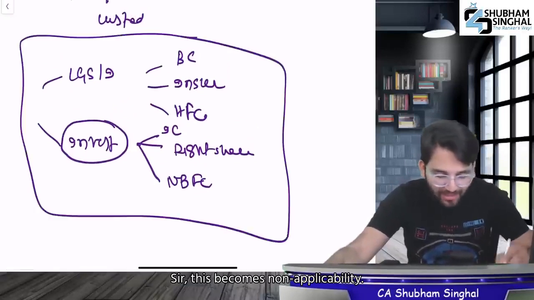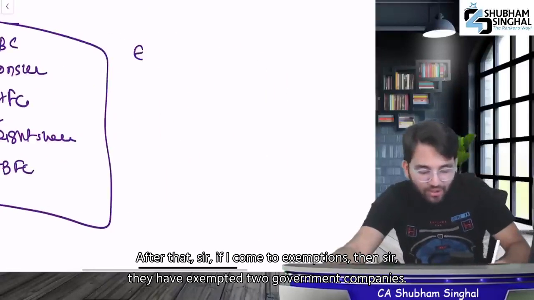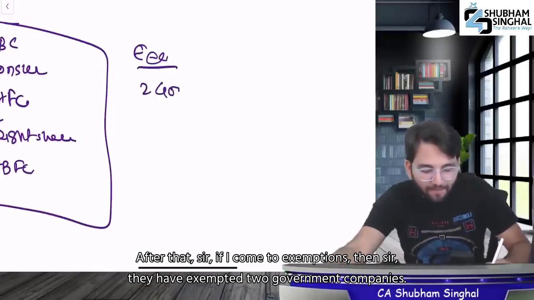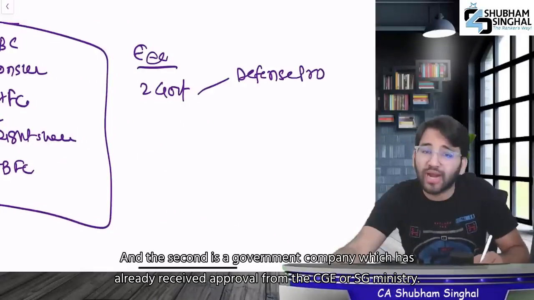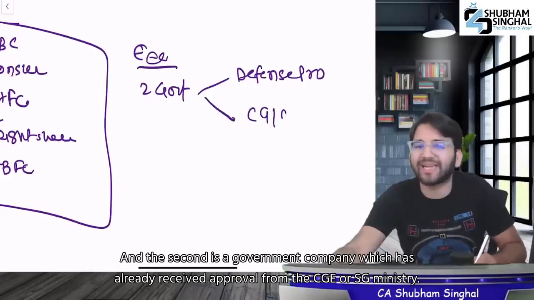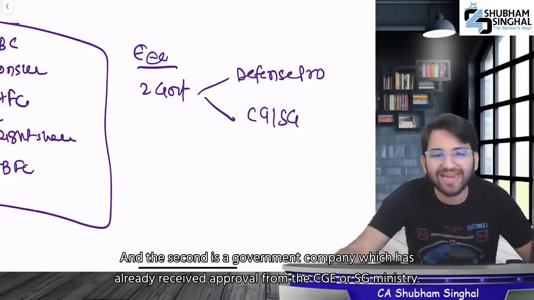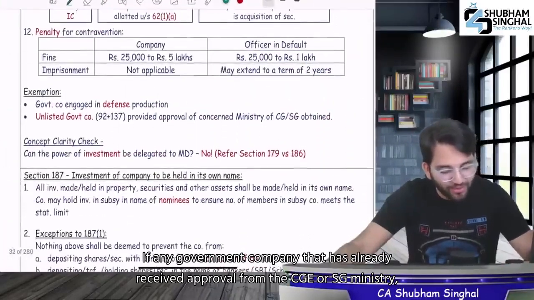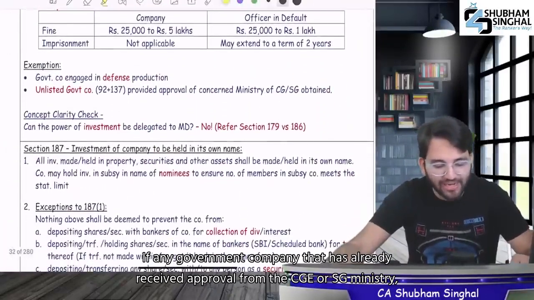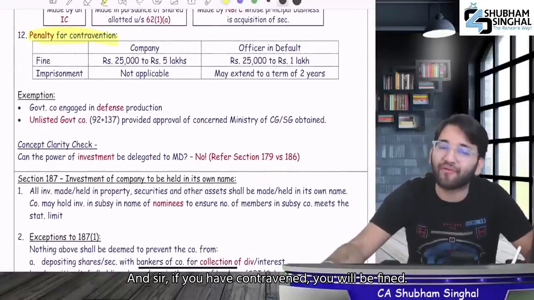This becomes non-applicability. Now, after that, if I come to exemptions, then they have exempted 2 government companies. One government company is involved in defense production, and the second is a government company which has already received approval from the CG or SG ministry. That provision will not be applicable to both of them. If any government company that has received approval from CG, SG, and if you do contravention, you will be fined.